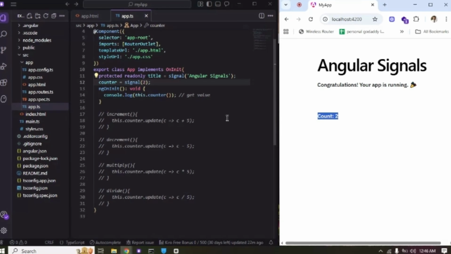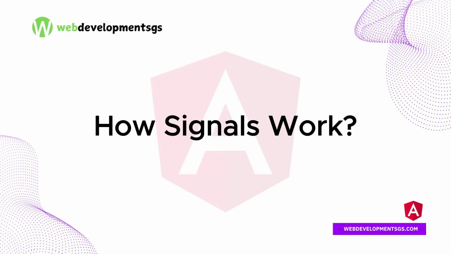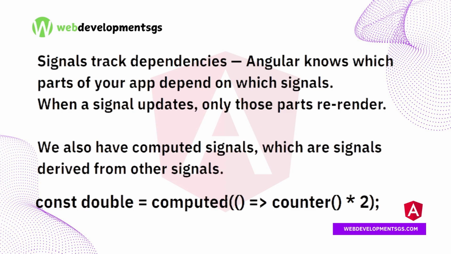No change detector reference, no async pipe, no manual refresh. Now let's understand how this magic works behind the scenes. Signals track dependencies. Angular knows which parts of your app depend on which signals. When a signal updates, only those parts re-render.